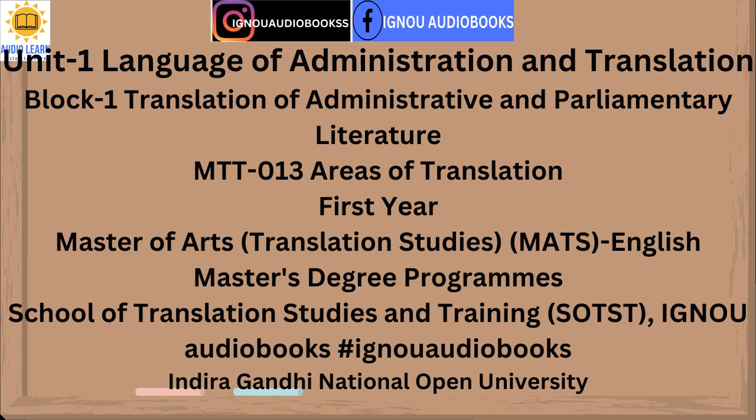Central Translation Bureau is the only organization for translation training of central government employees, where translation training courses are run to make government employees aware of the process and theory of translation. In this, about 250 trainees are trained every year. Apart from Delhi, the offices of the Central Translation Bureau are also in Kolkata, Mumbai and Bangalore.